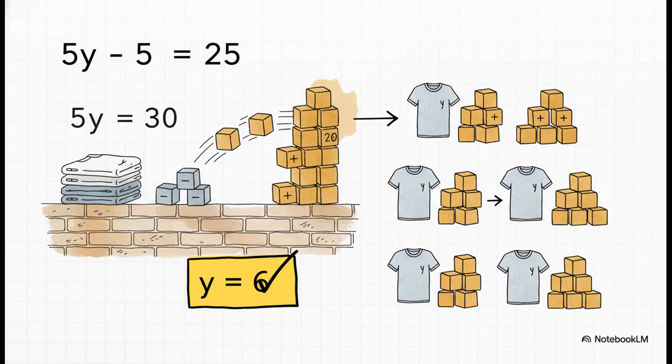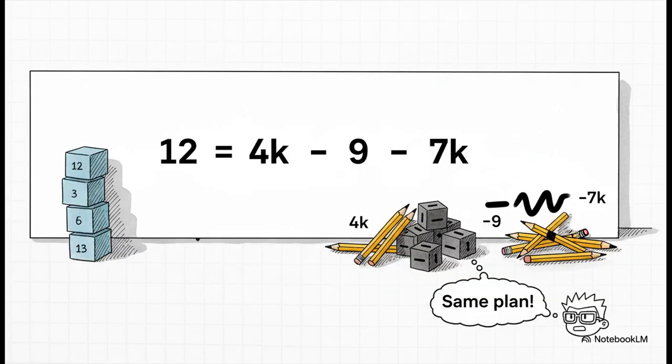We add 5 to both sides, we get 5y equals 30, divide by 5, and we find out that y equals 6. See? The process just works, every time. Okay, let's ramp up the difficulty just a tiny bit. What if the whole mess is on the right side of the equation? Look at this one. 12 equals 4k minus 9 minus 7k. Okay, don't panic. The plan is exactly the same.